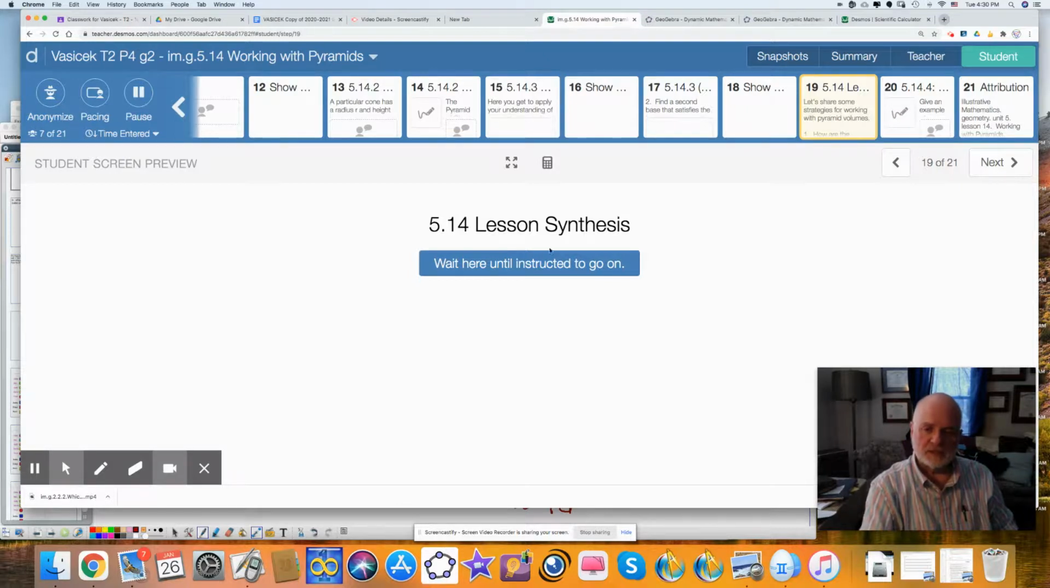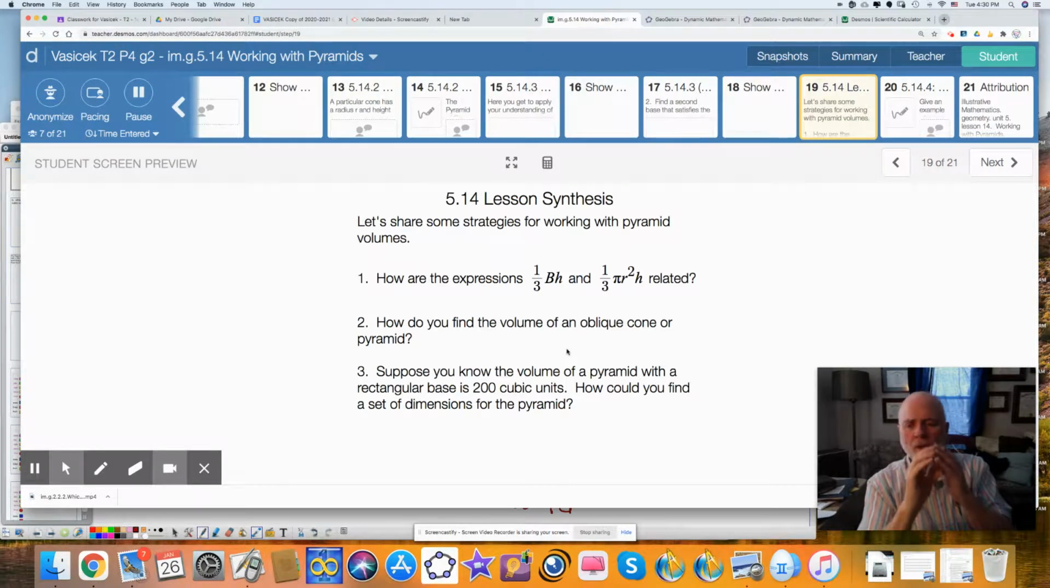Lesson synthesis. Strategies for working with pyramid volumes. Write the formula, substitute values, and solve. How are the expressions 1/3 the area of the base times the height equal to 1/3 pi r squared times the height? Pi r squared would be the area of the base. That would be a circle. And how do you find the volume of an oblique cone? Well, you have to find the height that is perpendicular to the base.